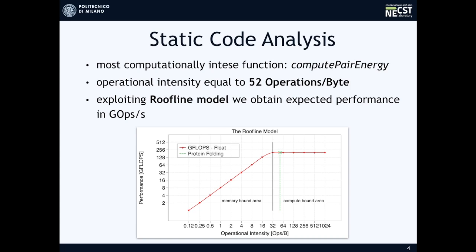In order to exploit this graph and predict system performance, the first thing we had to do is a static code analysis of the code we wanted to accelerate. The static code analysis consists in counting the amount of operations performed by the kernel, that is the part of the algorithm that we want to accelerate in hardware, and dividing this number by the amount of DRAM traffic from the kernel to the memory and vice versa. The division provides a ratio called the operational intensity. Given this number, it is possible to predict system performance thanks to the roofline model.